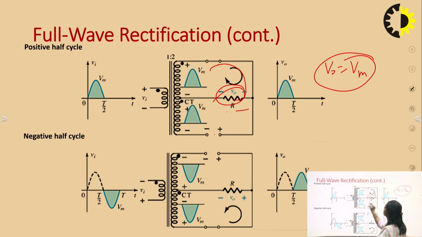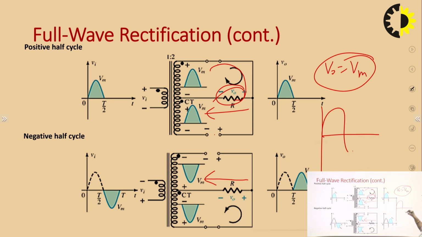The direction of current will be from plus to minus, in this way across the resistance R. In the negative half cycle, D2 will be forward biased and D1 will be reverse biased, so the direction of current will be in this way. We can see that in both the positive and negative cycles, the direction of current in the resistance is the same. If this is our input, then the output current in both cycles will be in this way, and this is 0, pi, 2 pi, 3 pi, 4 pi.